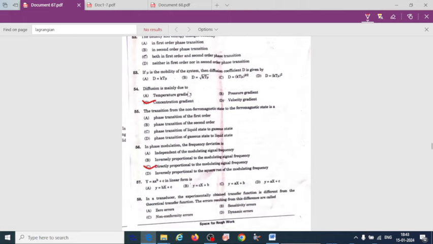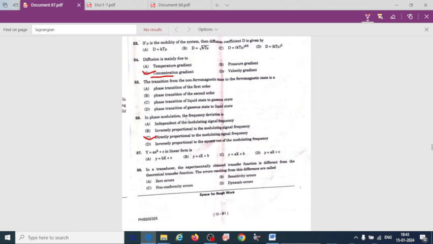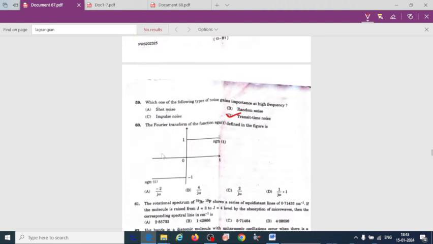Diffusion is mainly due to temperature gradient, pressure gradient, velocity gradient or concentration gradient. So diffusion is due to concentration gradient. In phase modulation, the frequency deviation is directly proportional to the modulating signal frequency. Option C here is correct.